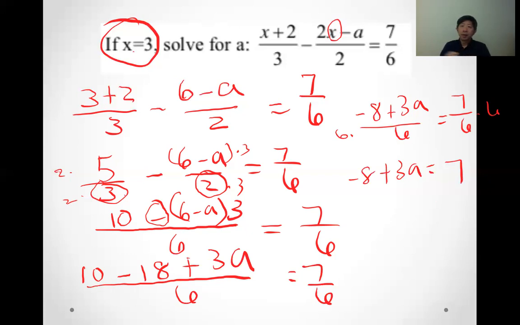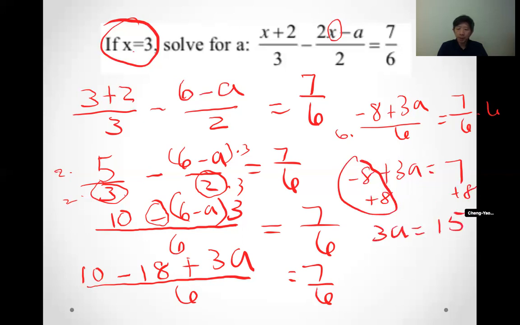Now again, I want to solve for a. I want to move a to one side, and I want to move whatever number to the other side. So here I want to plus 8, get rid of 8. Plus 8, get rid of 8, right? This is 0. So we have 3a equals 15, right? Now both divided by 3, a is equal to 5, right? This is how we solve this problem, right?